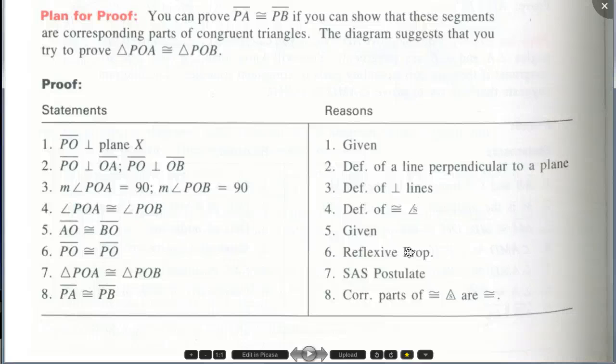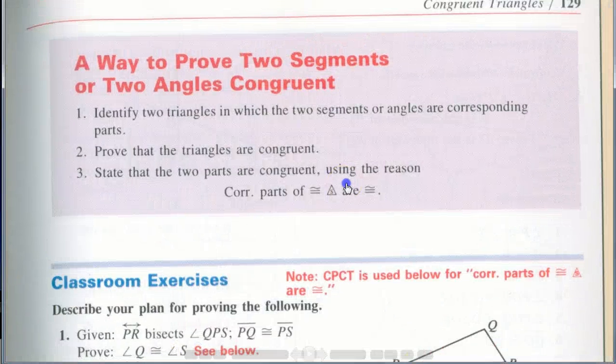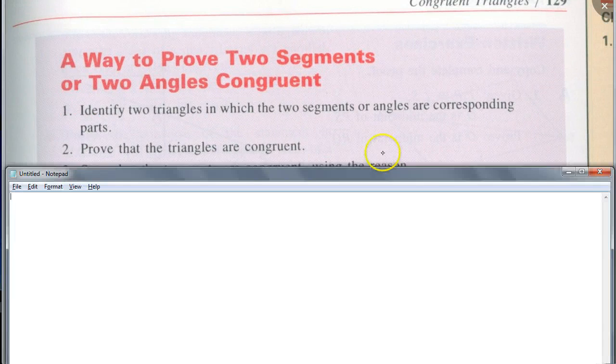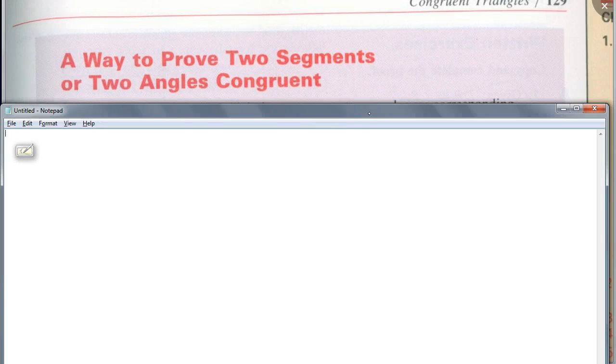Does this make sense? Do you see how it's really easy to skip some of these steps when you're doing the proofs? Do you now see why we need these steps? Okay. Now, let's summarize what we just did so far. This is the summary of what we did, and you should write this down.